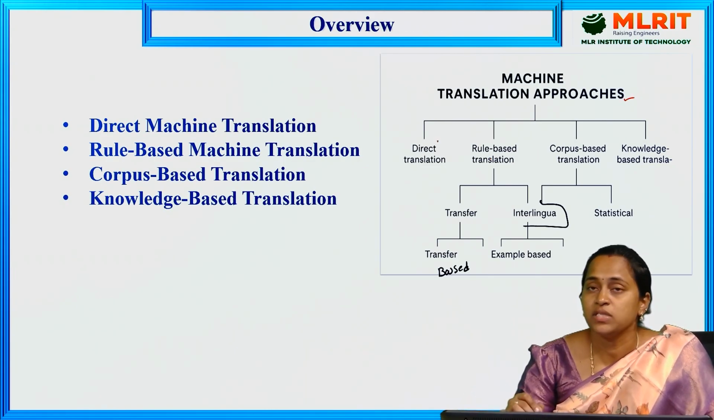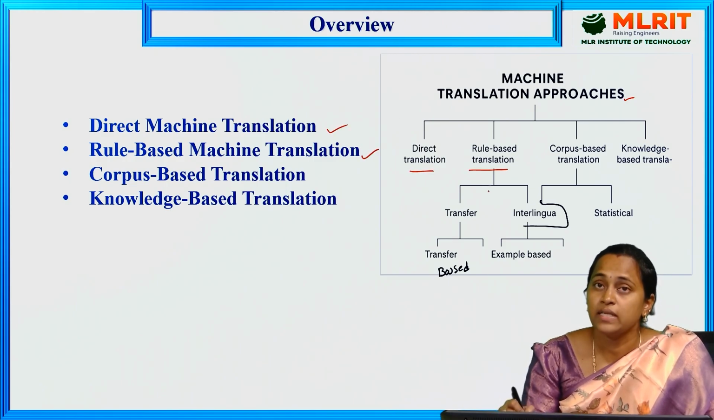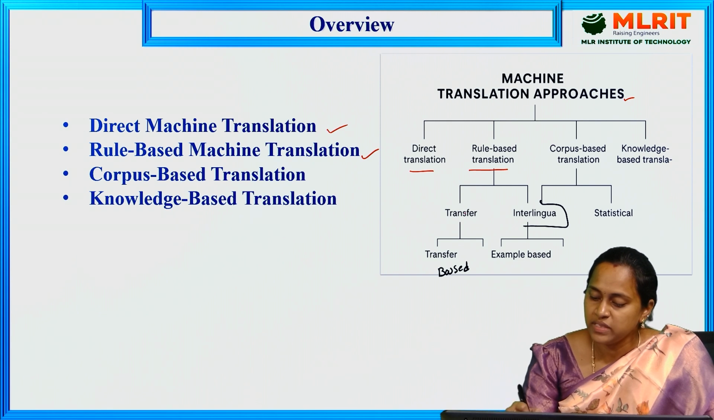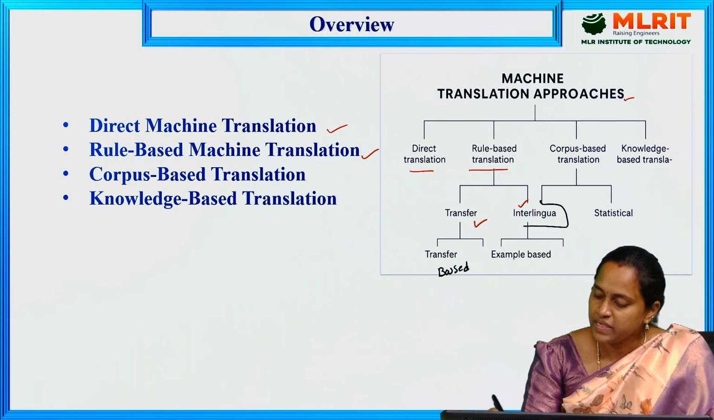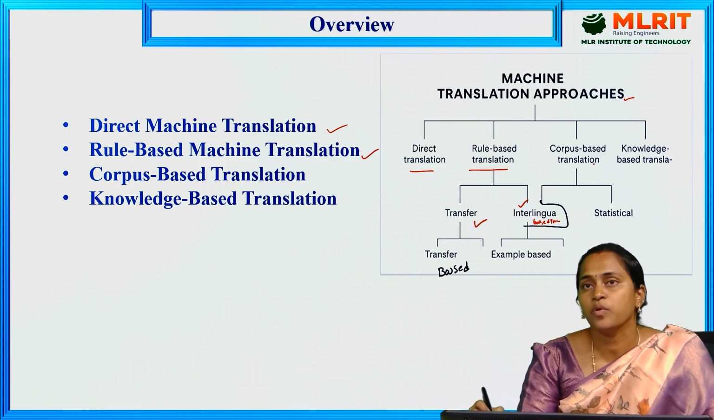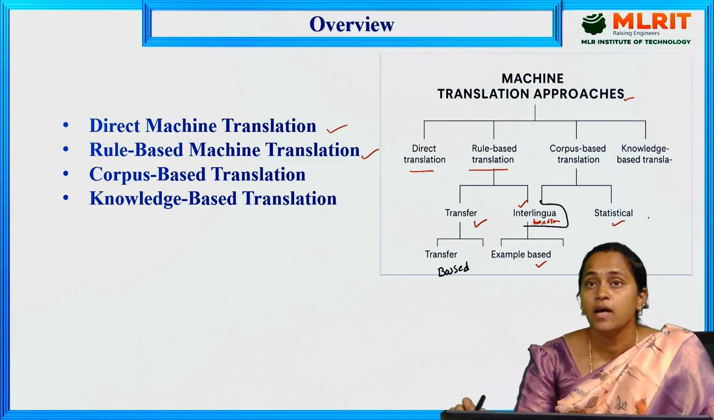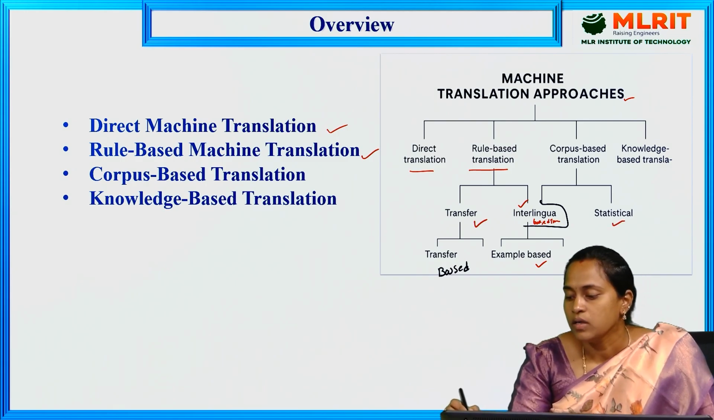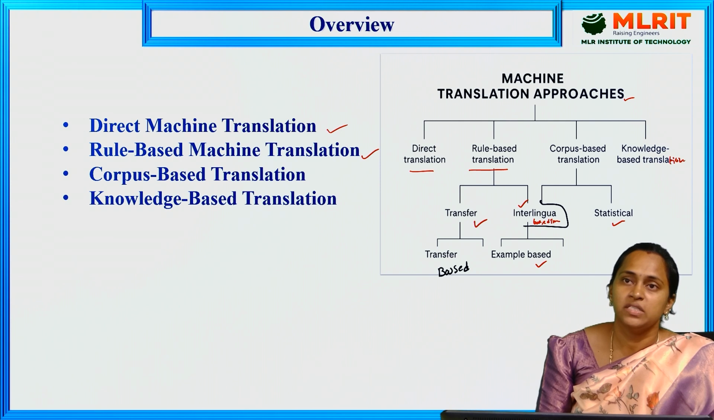There are 4 approaches. Direct translation, rule-based translation. Under rule-based translation there are 2 types: transfer-based translation and interlingua-based translation. Next, corpus-based translation. Under corpus-based translation there are 2 types: example-based translation and statistical-based translation, and the last one, knowledge-based translation. These are the 4 different approaches in machine translation.